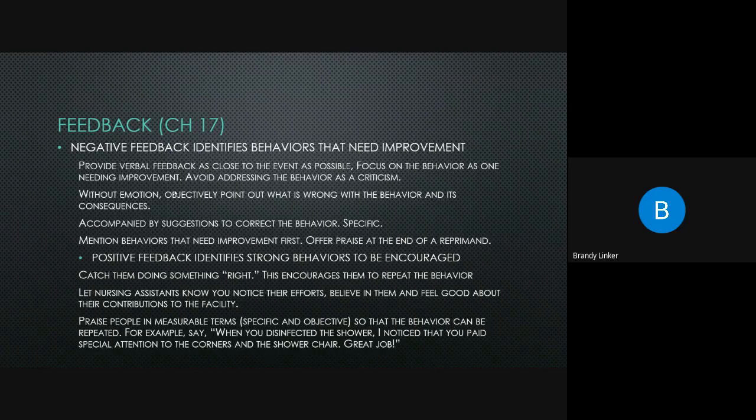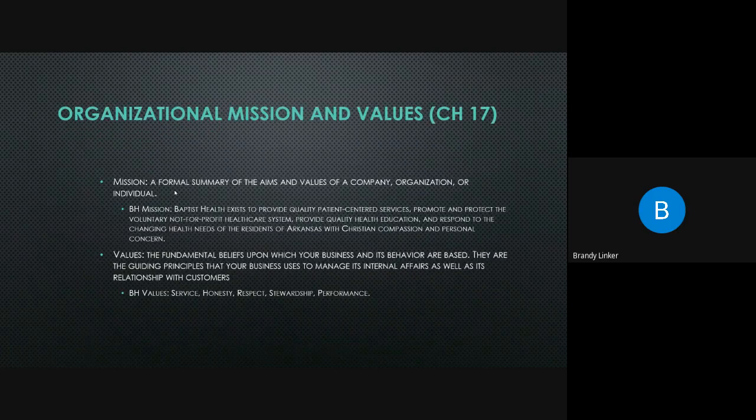Anything that you want to be repeated, make sure you point it out, especially in front of others. It's really helpful for positive feedback.